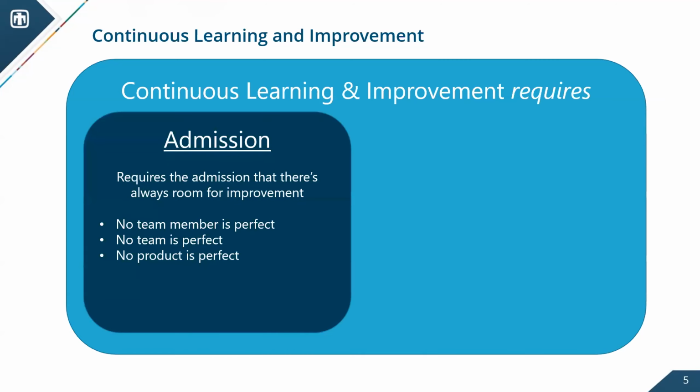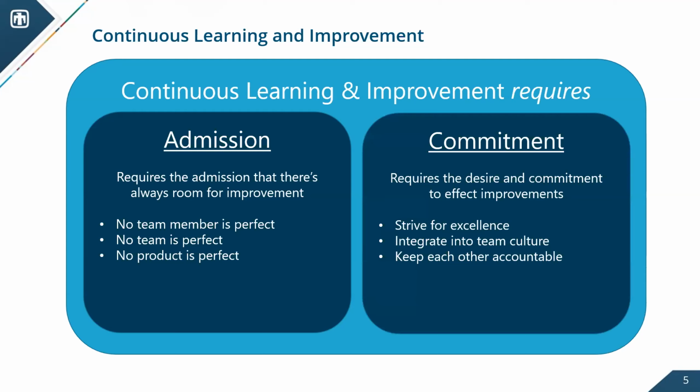And I think that the first one is an admission that there's always room for improvement, that no team member is perfect, no team is perfect, no product is perfect. Once we think something is perfect, it kind of just falls to the back of our mindset, and we might let things slip over time. We could get blindsided in the future if we don't think that there's always room for improvement. It all just comes down to prioritizing. What do we do about that?